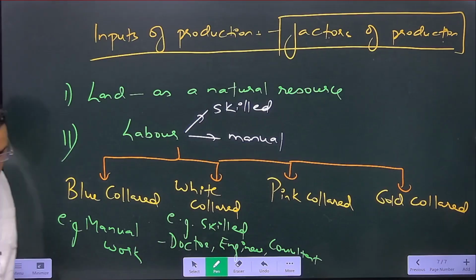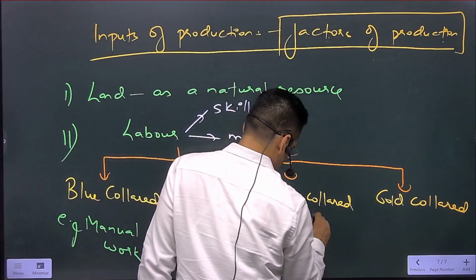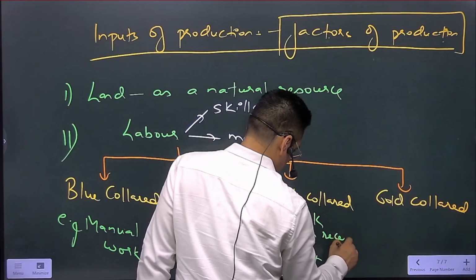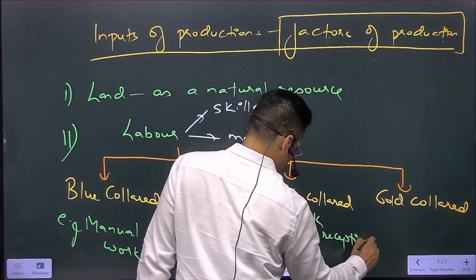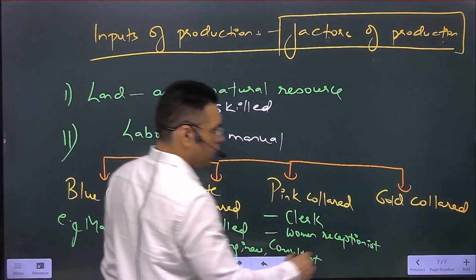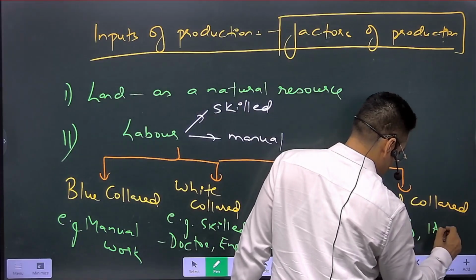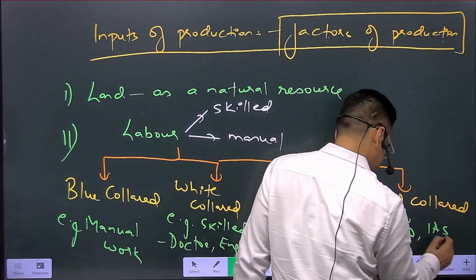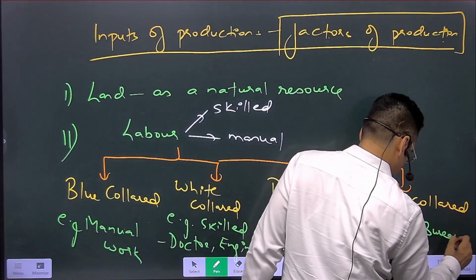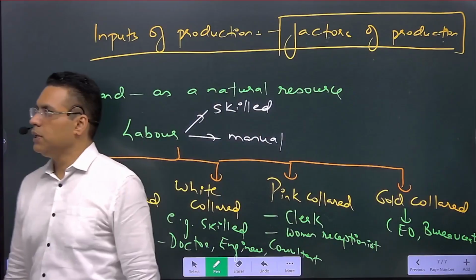Pink collared, woman receptionist. Gold collared, CEO of a firm, IAS officers, yeah, bureaucrats. Okay, so these can be.